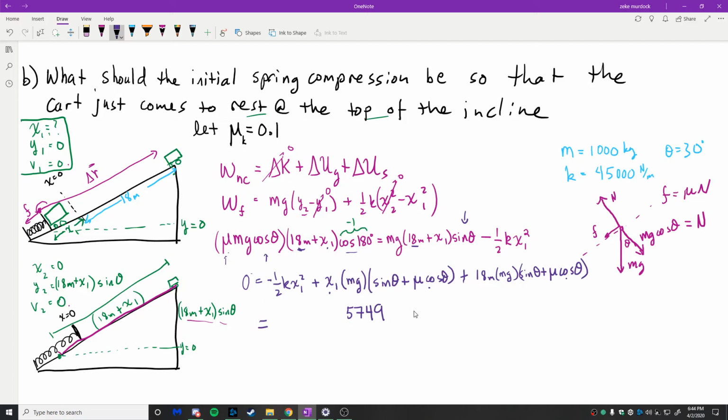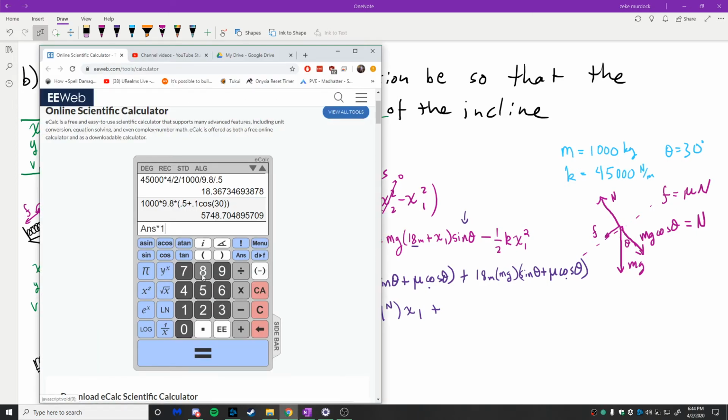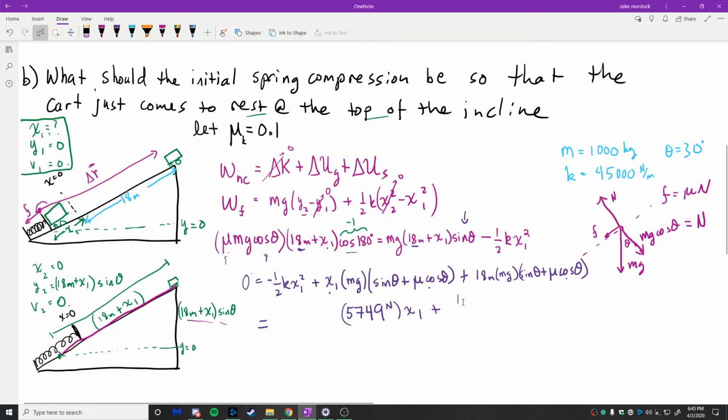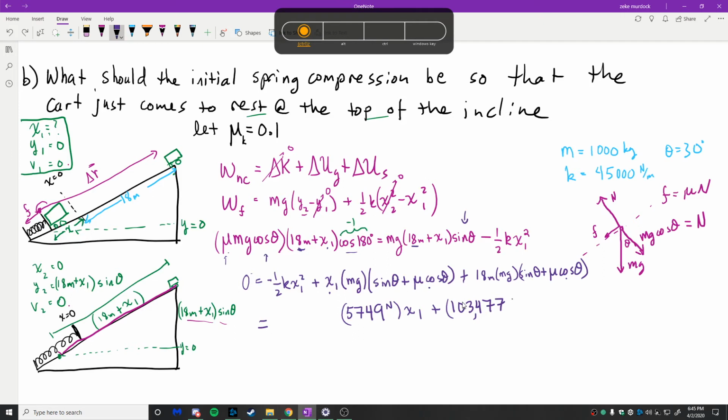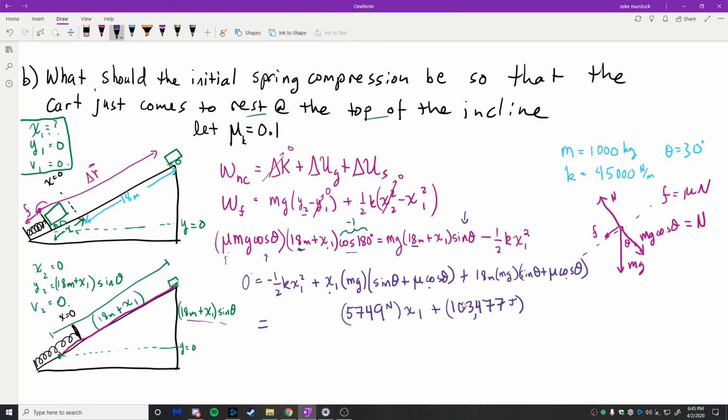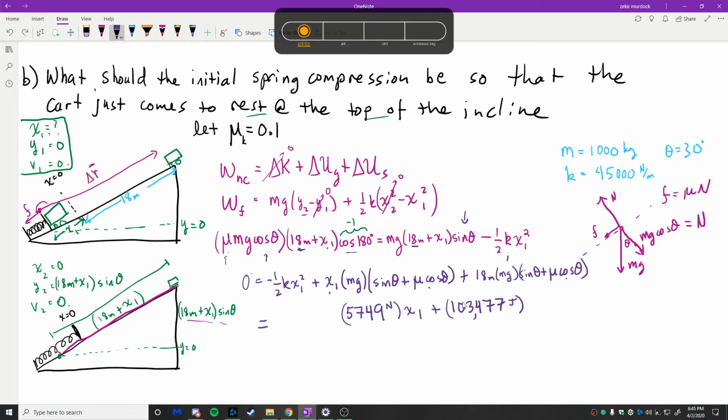The units would be newtons. And we could put the units on, why not? So newtons, that's times x1 plus. The other term is going to be the same thing times 18. So we take that and we multiply by 18. The last term is 103477. And the unit, I guess we can put the unit on this one too. The unit for this one is going to be joules, actually, because it's weight, which is in newtons, times meters, so newton meters. So the unit there is going to be joules.